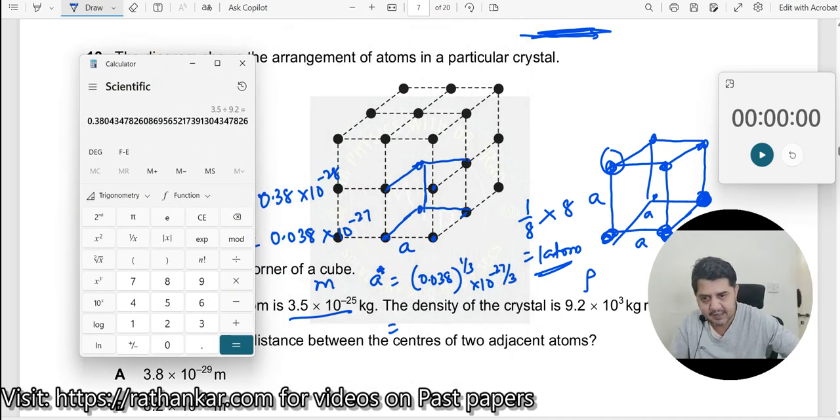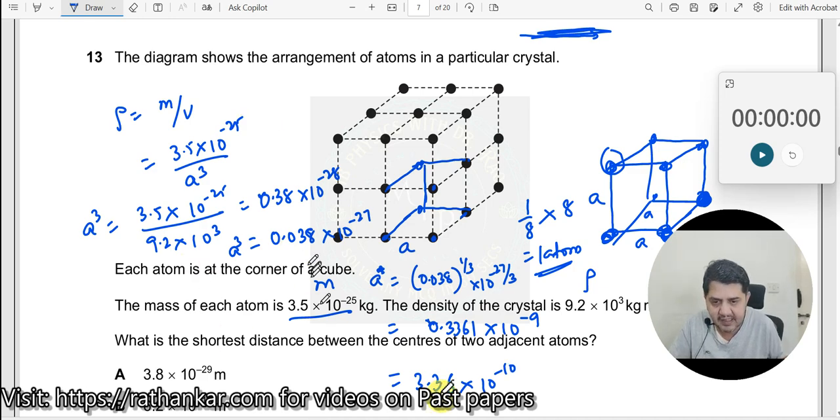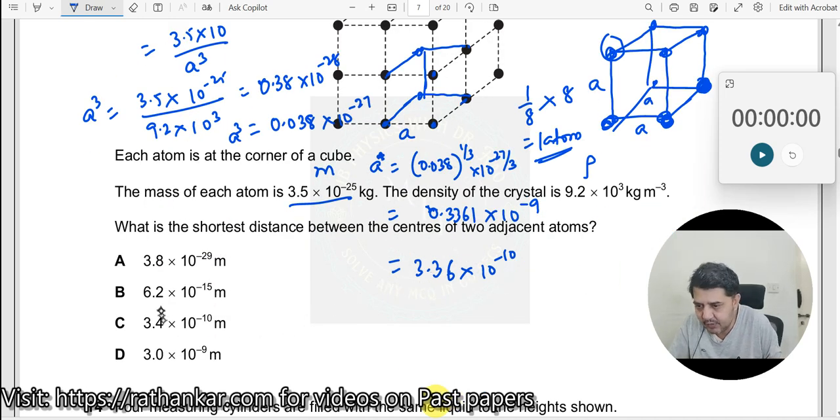So I have 0.038 to the power of 0.3333. Because it's 1 by 3, right? So I can write this as 0.3361. So the answer should be 0.3361 multiplied by 10 to the power of minus 9. I have it in terms of one digit before the decimal point, so I'll write this as 3.36 into 10 to the power of minus 10. Now let us see the closest answer to this. 3.36, oh, this is 3.8, 3.4. Okay, I can now write this as 3.4 into 10 power minus 10, which is the closest answer. So C is the right answer.